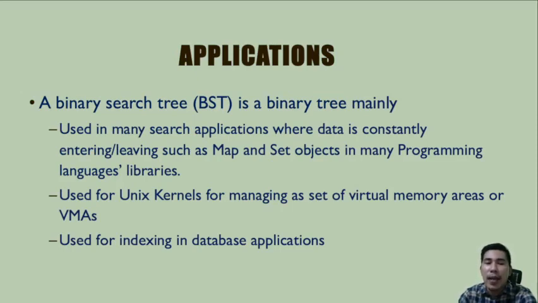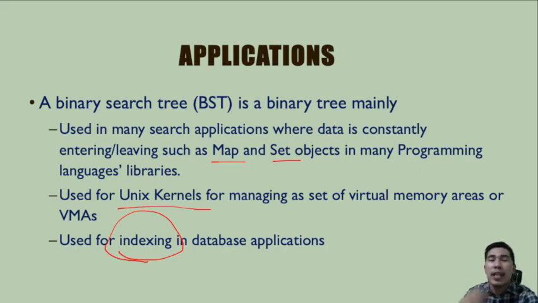Binary search trees are mainly used in many search applications where data are constantly entering or leaving, such as maps and sets in most programming languages, or as libraries in most programming languages. They are also used in Unix kernels for managing virtual memory areas, or VMAs, and for indexing and multi-indexing in database applications. In fact, a binary search tree is applied as an index key, particularly when we talk about indexing in creating a database, something like creating a key for a particular table in our database.